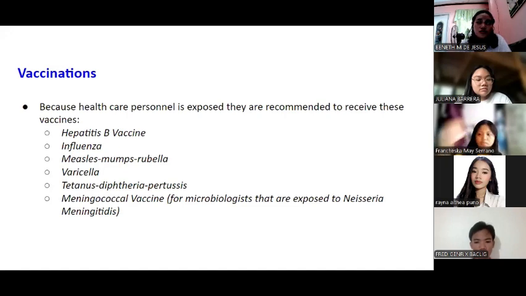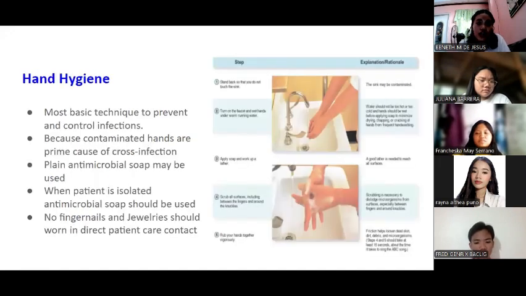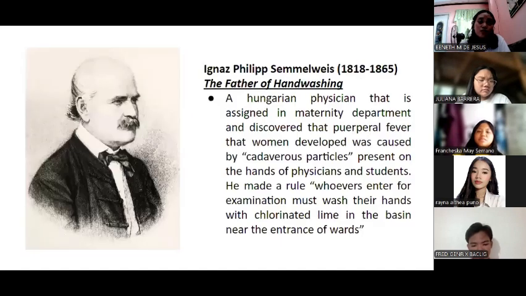Pag bata ka pa lang, like ilang months ka pa lang, itinuturok na to lalo na yung MMR, yung polio. Tinuturok na siya pag bata pa lang para ma-protectionan na agad yung bata sa paligid niya. So yan, katulad nga kanina sabi ko, standard precautions, yung pag-hand hygiene.